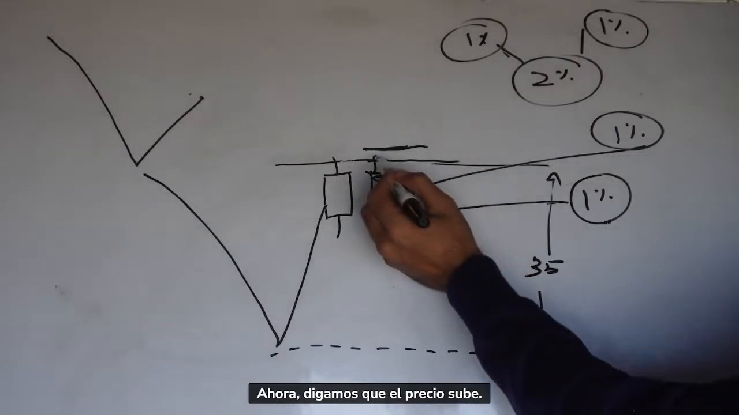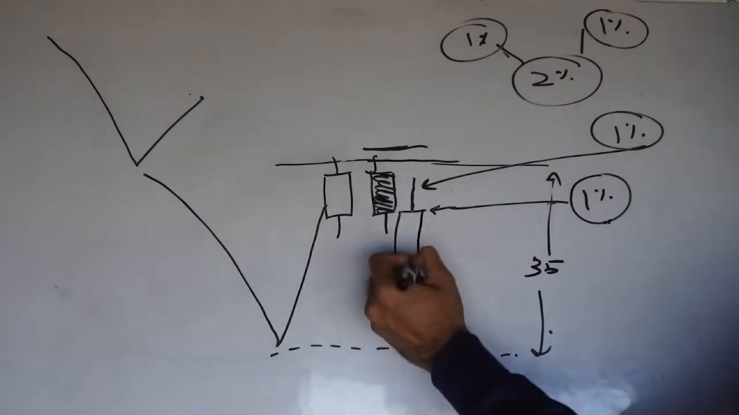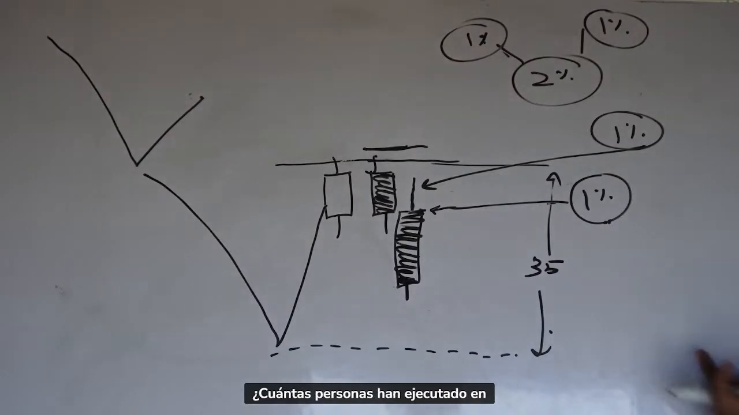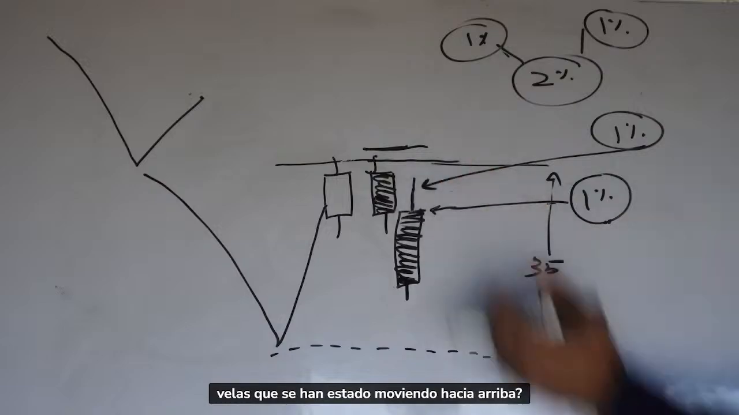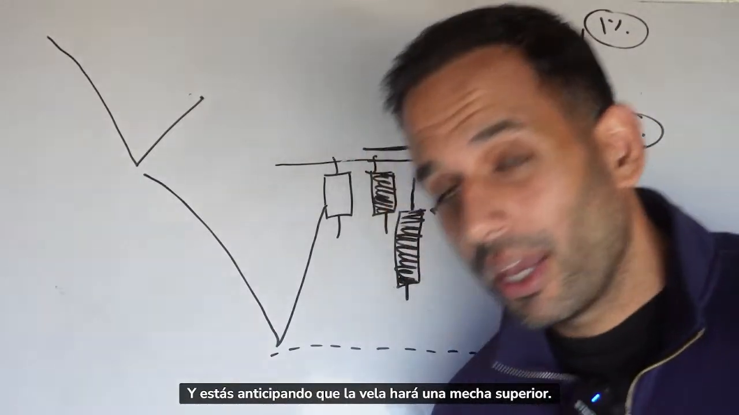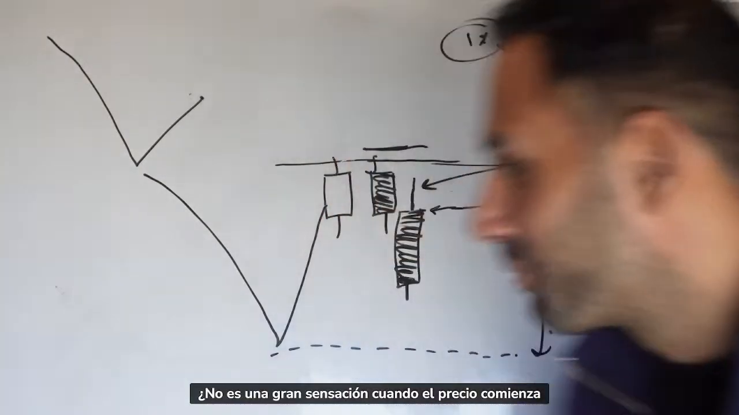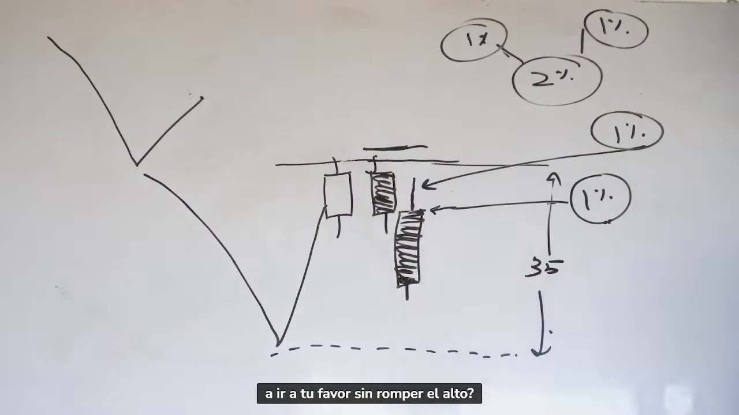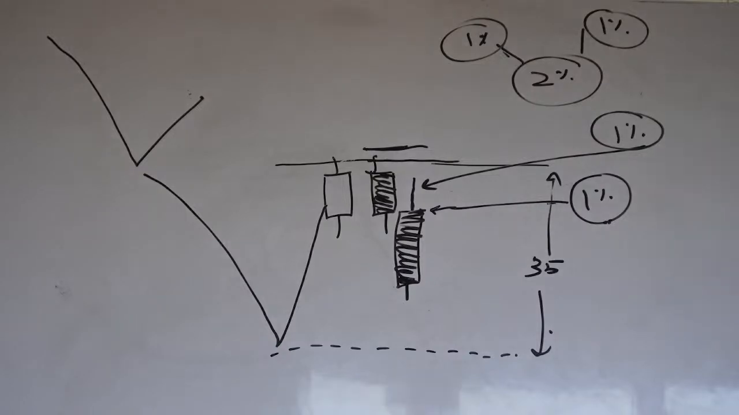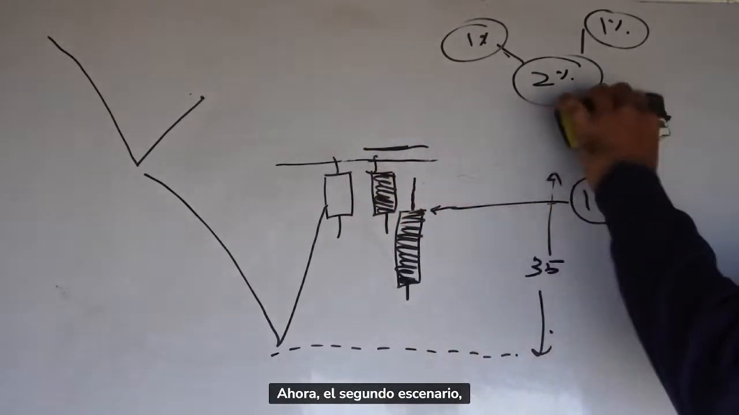Now, let's say price goes up, it does not break the high, it respects the high and starts to go down. Now you're in the money. How many people have executed on candles that have been moving up, and you're anticipating the candle to make a top wick, and then price starts to go down in your favor? You're like, oh yeah, isn't that a great feeling? When price starts to go in your favor without breaking the high, so we respect the high, you took your second entry right here, price moved in profits, and you're like, okay, perfect, I won the trade, awesome. Right?